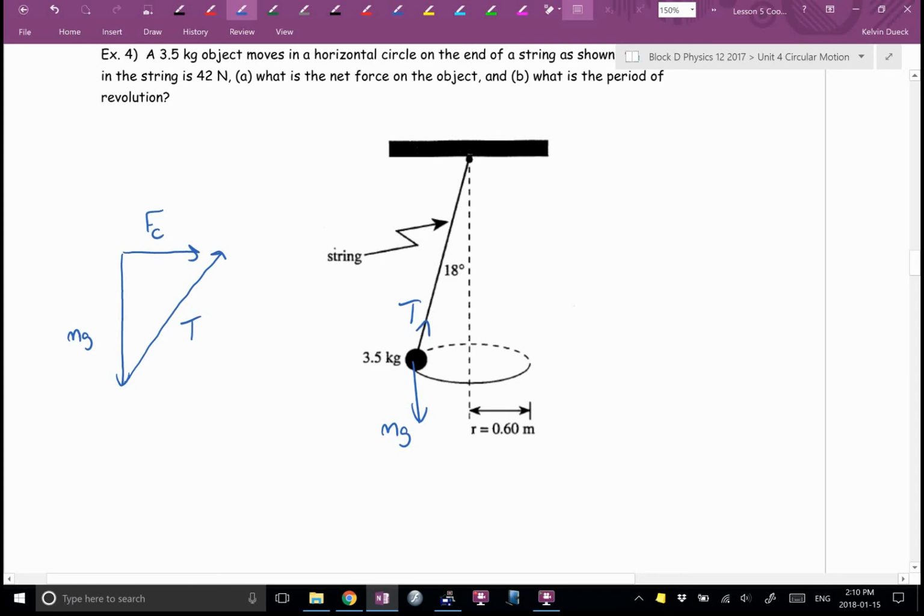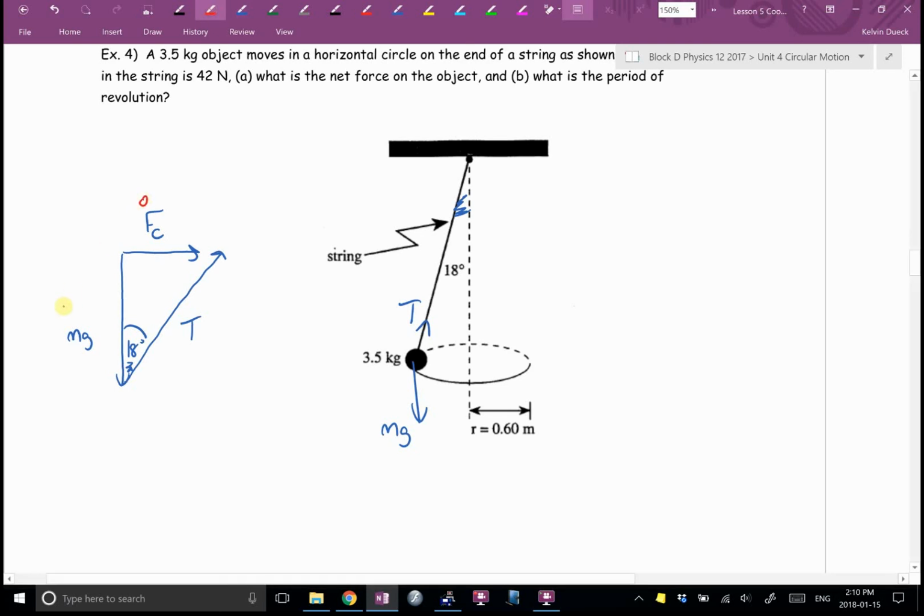And the 18 degrees ends up at the bottom because when tension is next to a vertical line, it forms an 18-degree angle. So there's tension next to a vertical line. Spencer, what does A want me to find? What's the net force in this picture the same as? Fc. So, although it says find the net force, I'm going to find Fc.